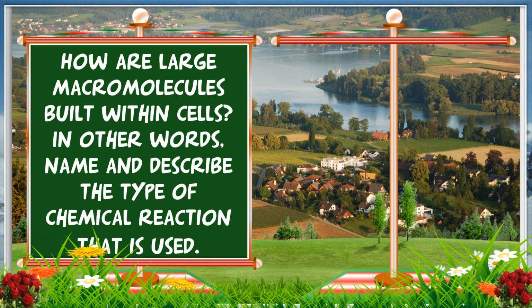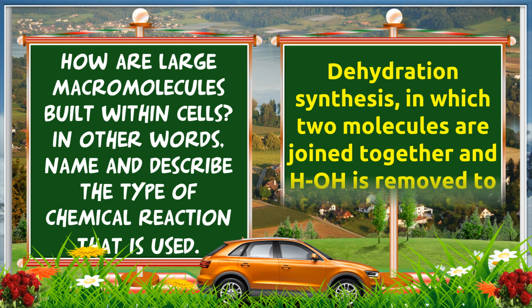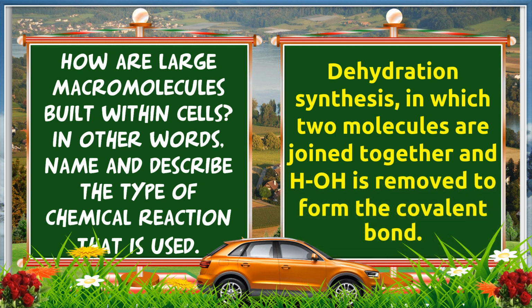How are large macromolecules built within cells? In other words, name and describe the type of chemical reaction that is used. Dehydration synthesis, in which two molecules are joined together and water is removed to form the covalent bond.